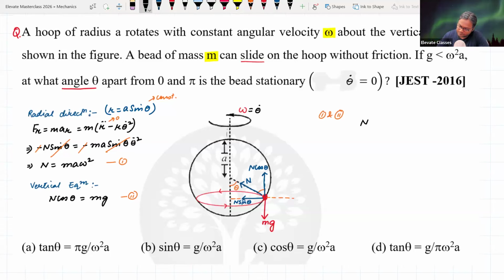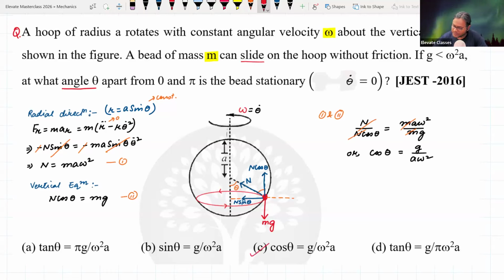So n upon n cos theta is equal to m a omega square upon mg. n and n get cancelled, m and m get cancelled, and you are left with cos theta is equal to g upon a omega square. This is the condition of vertical equilibrium. Answer is option number C.